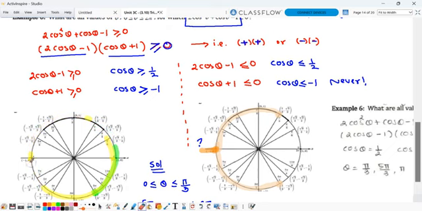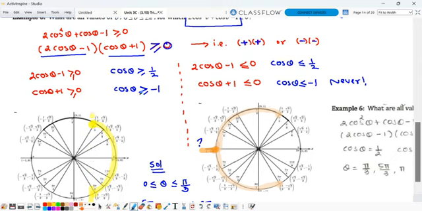Let me use the circle and explain how to choose the part. Cosine theta greater than half means large angle. Large angle means pi over 3 and 5 pi over 3. And greater than half, right? This is my half line. You can see, I'm looking for this piece, greater than half.